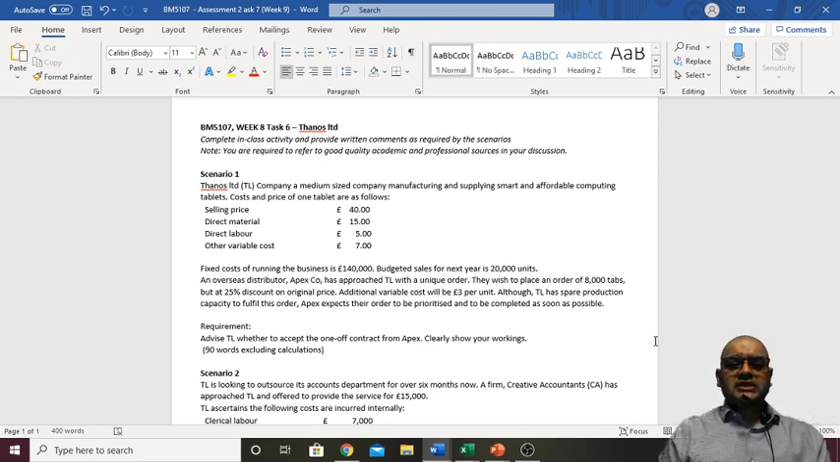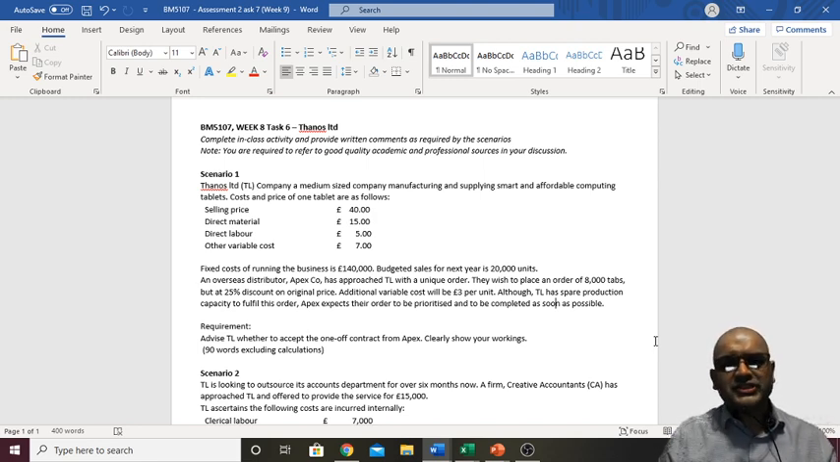So the question we are looking at is called Thanos Limited. Please note, we will go through Thanos Limited together and generate the necessary calculations and analysis for each part of this case study. The question has three scenarios, three different types of short-term decisions.